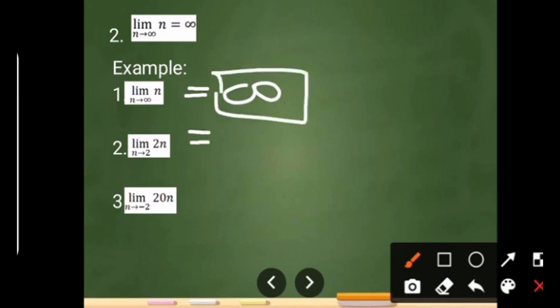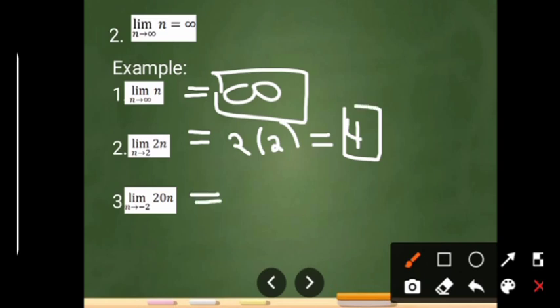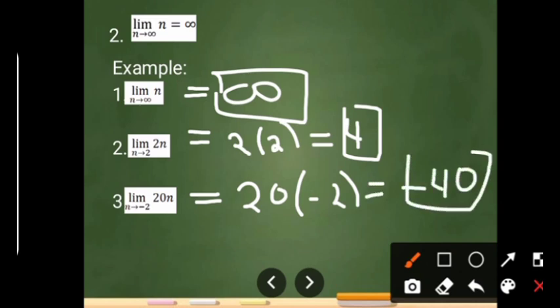Number 2. Limit 2n where n approaches 2. Let's substitute the value of n, which is 2. So 2 times 2 equals 4. So the answer is 4. Number 3. Limit 20n as n approaches negative 2. So 20, substitute the value of n, which is negative 2. The answer is negative 40. So that is our answer.